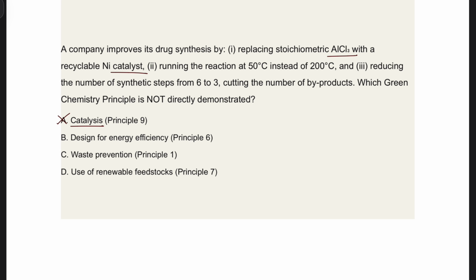Next, running the reaction at 50 degrees Celsius instead of 200 degrees Celsius. This will be energy efficiency because we can do it at a lower temperature. Reducing the number of synthetic steps from 6 to 3, cutting the number of byproducts. This is waste prevention. And then, which one is not directly demonstrated? It's use of renewable feedstocks.